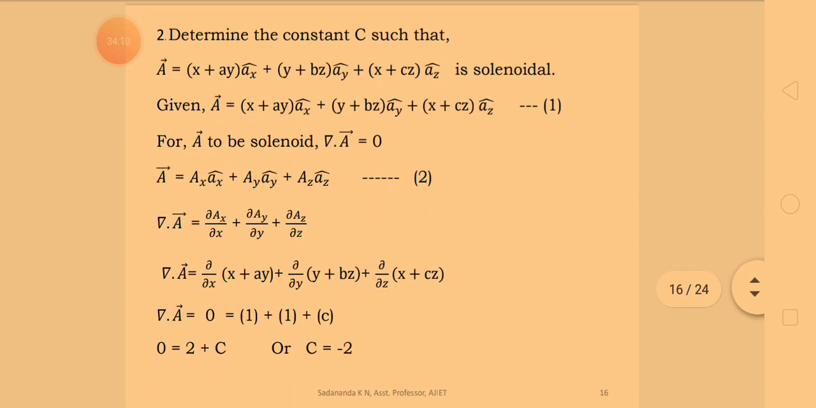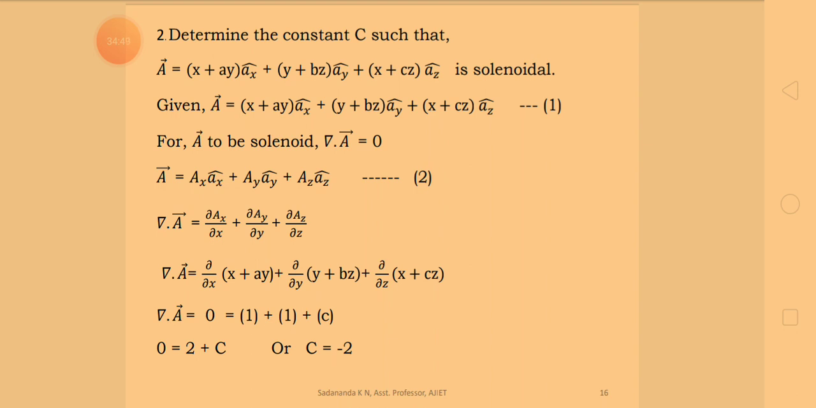And the second problem: determine the constant C such that vector A equal to (x plus Ay) Ax cap, that means the x component and the unit vector, plus (y plus Bz) Ay cap, y component and the unit vector, plus (x plus Cz) Az cap is solenoidal. This is the problem. So vector A is given, you need to solve for the constant C, and one more condition is given: the vector A is solenoidal.